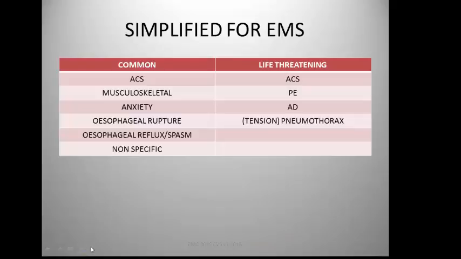Of course, in emergency services, simplification is king. So if you just remember this table, you should be able to get away with at least some safe practice. The common causes would be acute coronary syndromes, musculoskeletal causes, anxiety, which is a significant and important cause of chest pain, esophageal rupture, as would be found after an episode of forceful vomiting, and esophageal reflux. So remember to ask your patient if they've had their Gaviscon today yet or not. Esophageal spasm is a very interesting one, which we will address later when we do the acute coronary syndromes lecture. And then some non-specific causes.